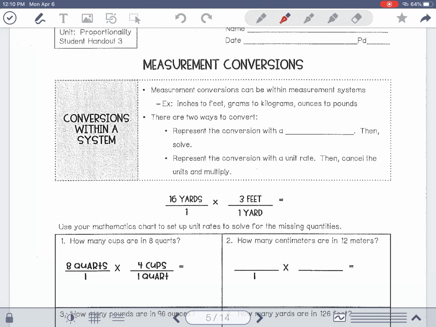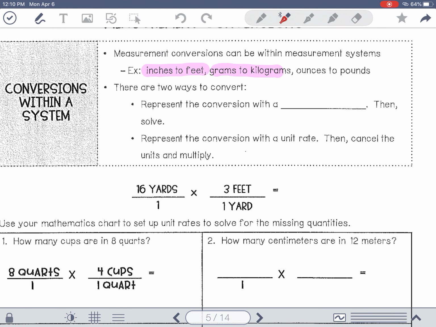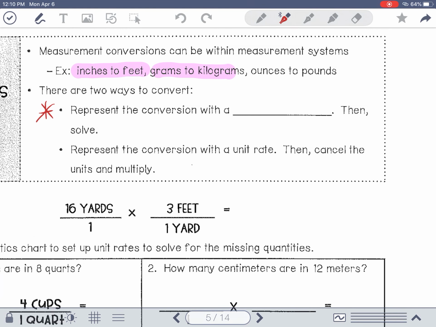All right, so when you're converting within a system, that means measurements, for example, when you're measuring inches to feet, those are in the same system. Grams to kilograms, those kinds of things. There's two ways to convert. The first way, which is the way we're going to use, that we've done in class already, is that you're going to represent that conversion with a proportion. Then you're going to solve it.